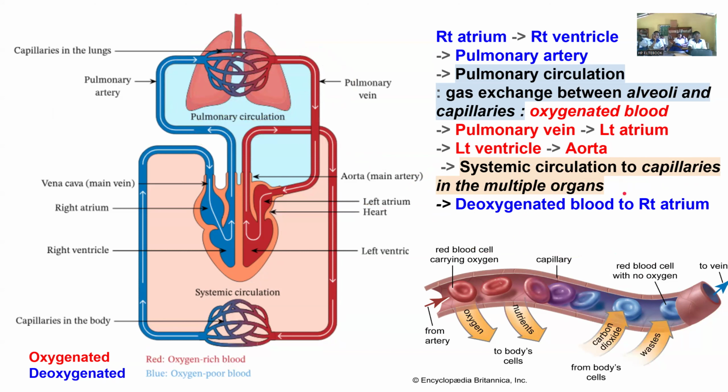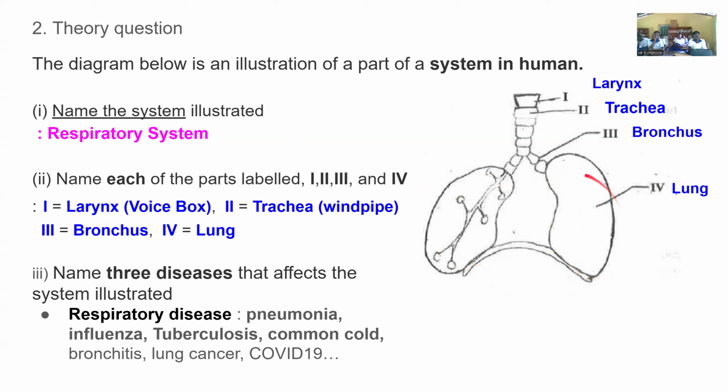And let's look at this theory question. The diagram below is the illustration of a part of a system in human. So name the system illustrated. You can see that these are two lungs, so we know it's the respiratory system. You can kind of see the lung sacs and the small alveoli over here a little bit. So you can tell it is a respiratory system.